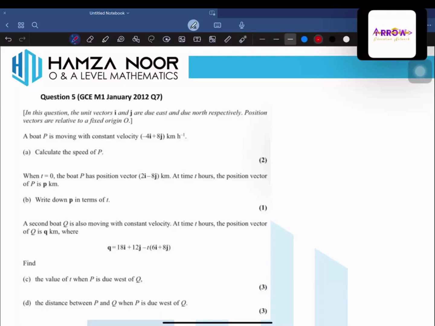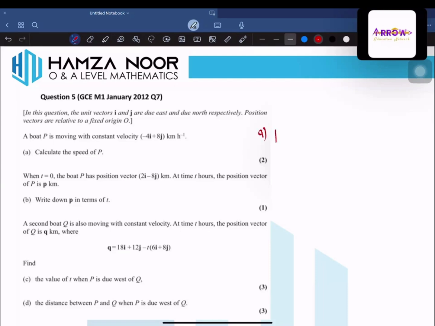So the question says that a boat P is moving with constant velocity minus 4i plus 8j kilometer per hour. The requirement of part A is to calculate the speed of boat P. So we are going to find the magnitude of this velocity vector. In order to find the speed, you need to find the magnitude of the velocity vector. So this is the basic concept.